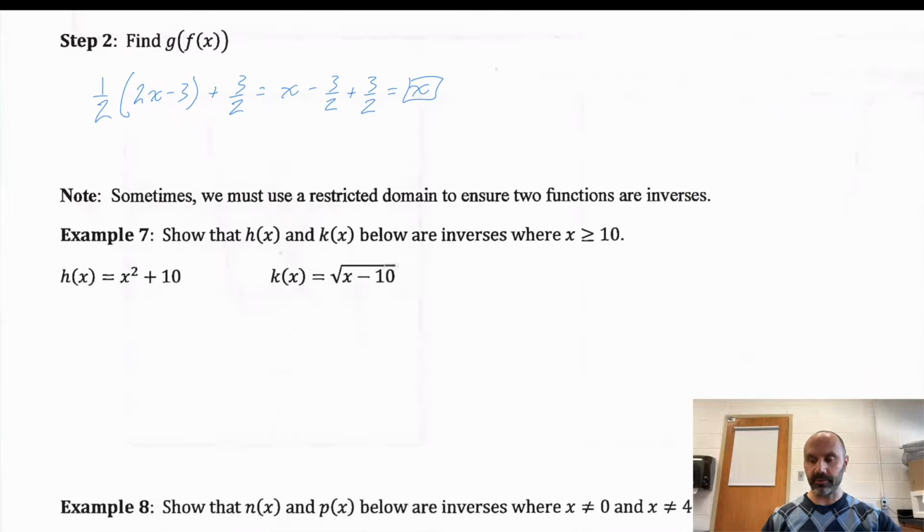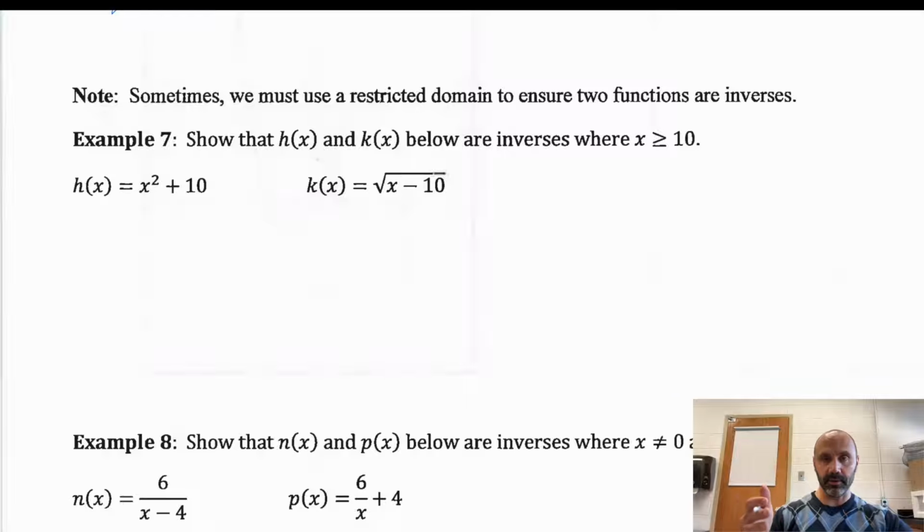Okay, sometimes we have to use a restricted domain to ensure that two functions are inverses. So for example here, show that h of x and k of x below are inverses where x is greater than or equal to 10. Okay, and you can see that for k of x, we can't put any values in there that are 10 or less. And so that's where the restricted domain is coming from.